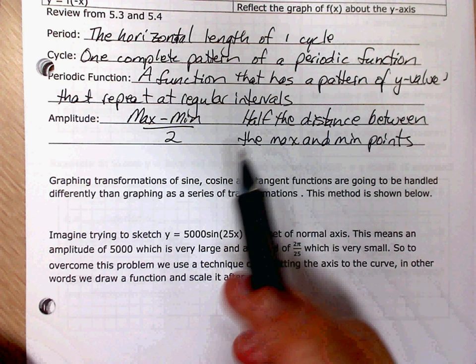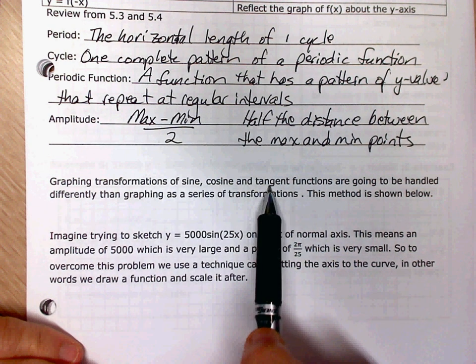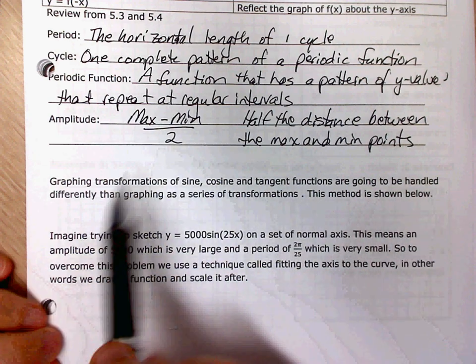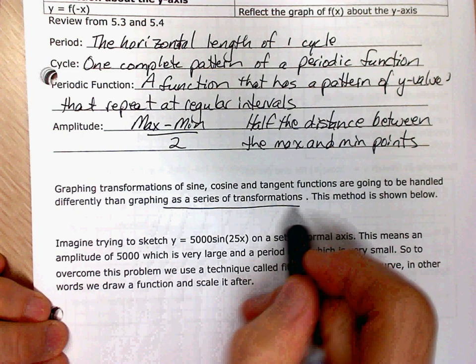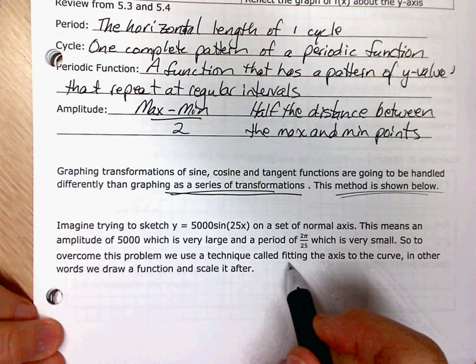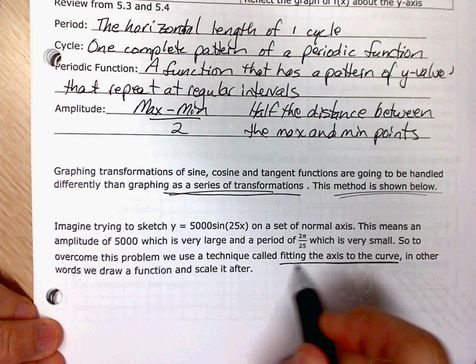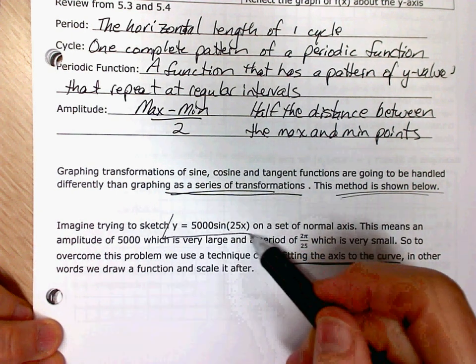Graphing transformations of sine, cosine and tangent functions is handled differently than graphing as a series of transformations. We're going to talk about this method. The method is called fitting the axis to the curve. I think you can imagine that sketching something like this would be very difficult.